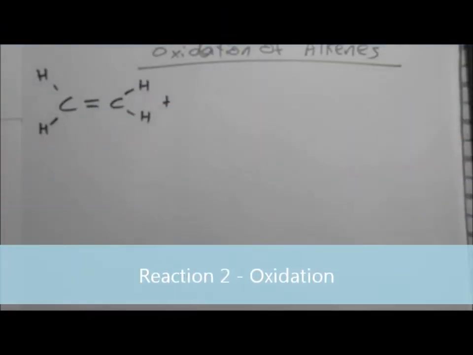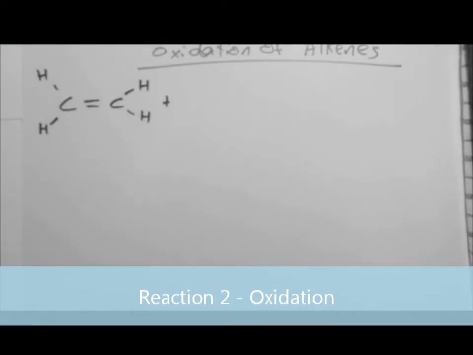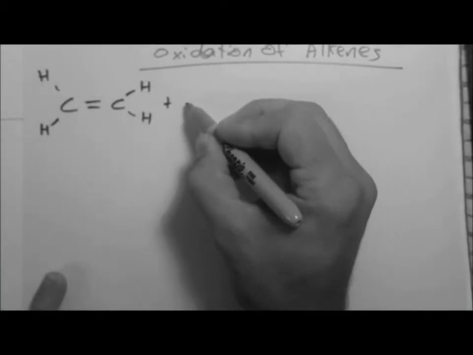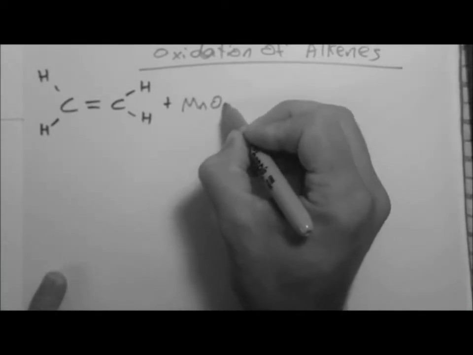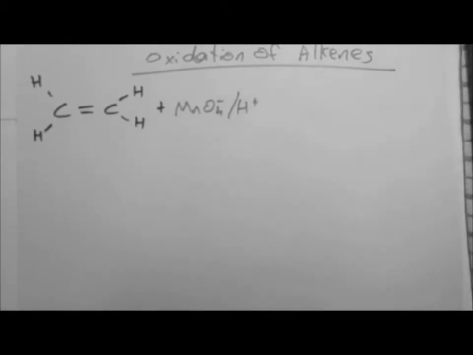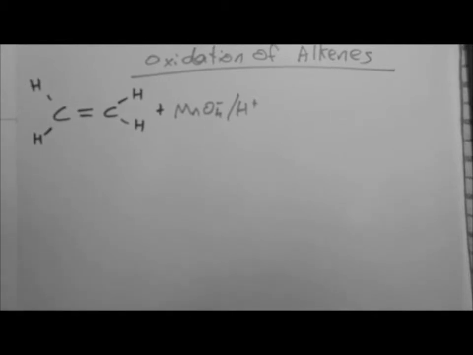Okay, so the other reaction that you need to know about is the oxidation of an alkene. Now you can only oxidize it with acidified potassium permanganate, so MnO4 minus, H plus, and it will be oxidized to a diol.